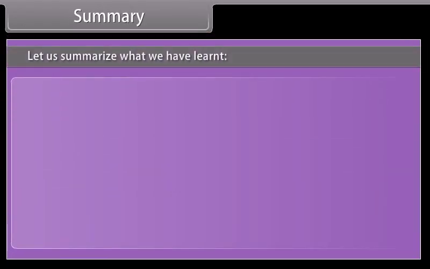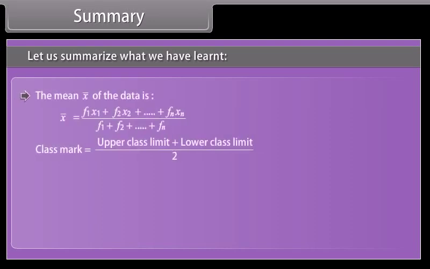Let us summarize what we have learned. The mean x bar of the data is x bar equals f1 x1 plus f2 x2 plus and so on plus fn xn, divided by f1 plus f2 plus and so on till plus fn. Class mark equals upper class limit plus lower class limit upon 2.